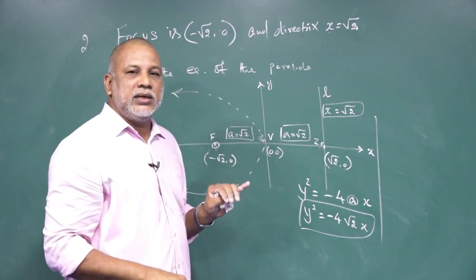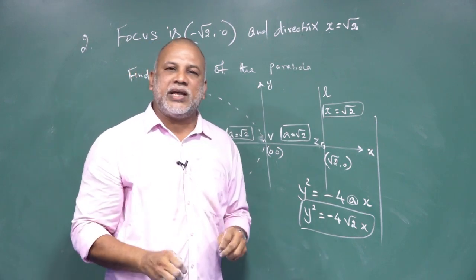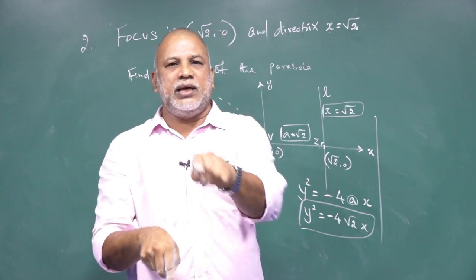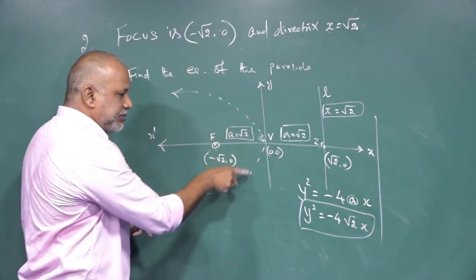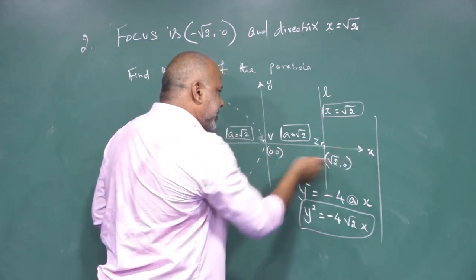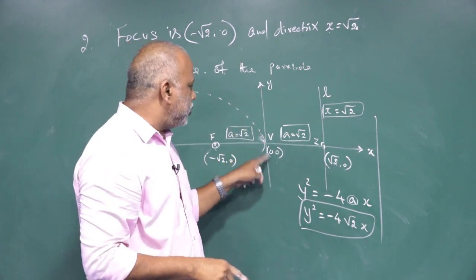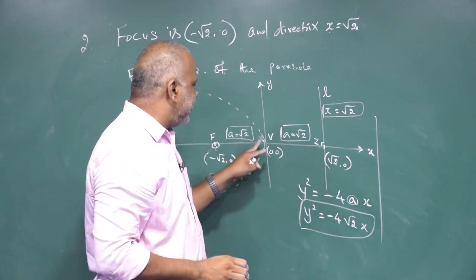This is the vertex. All the parabolas pass through the vertex. What is the definition of vertex? It is the point of intersection of the axis and the parabola. See the diagram, this is the parabola. This is the axis. It is the meeting place. So all the parabolas pass through the vertex only. So this is the vertex.